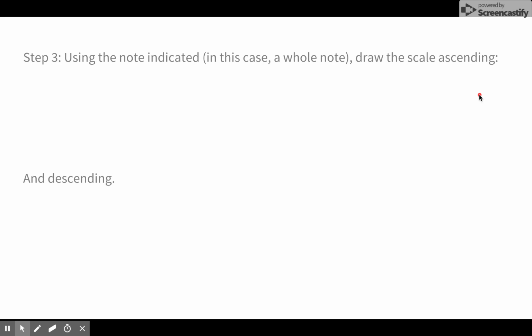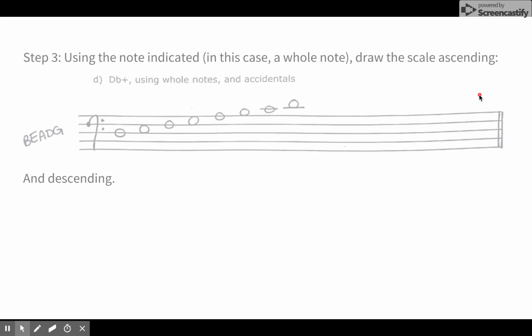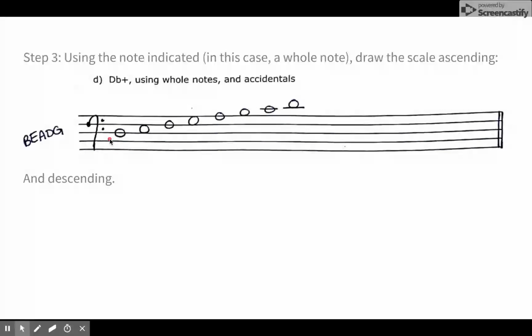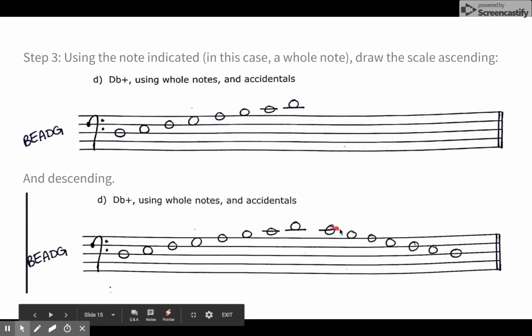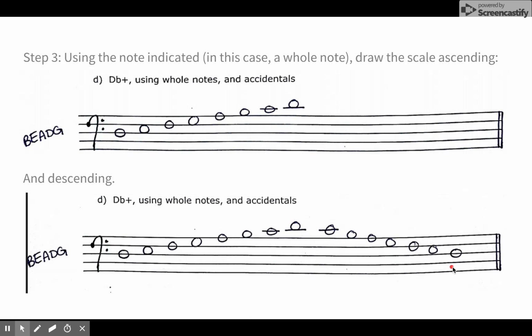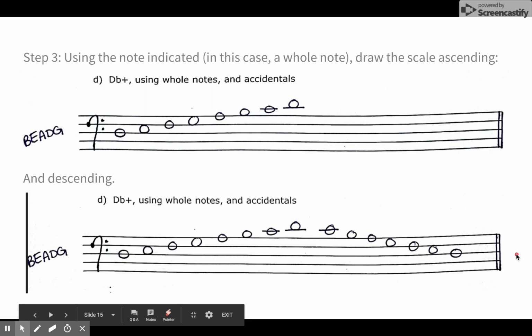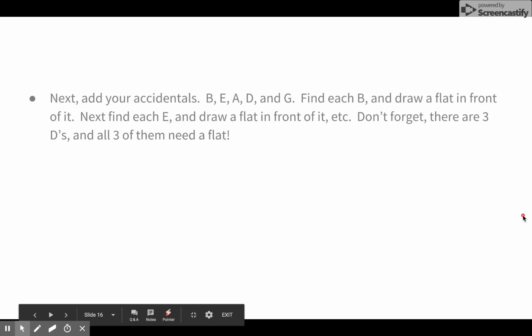Then using the notes indicated, in this case it's a whole note, you're going to draw the scale ascending. Make sure you leave a little bit of room between each of these notes so that you can write any sharps or flats that you need to. And then you're going to add the rest of them descending. This is where if you were doing a key signature question, you'd have the key signature at the beginning and you'd be done. With accidentals, there's an extra step.